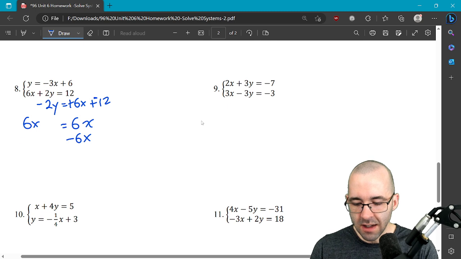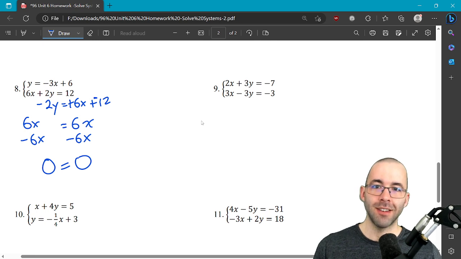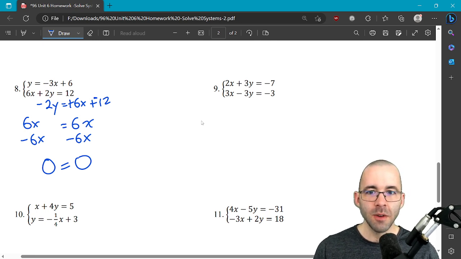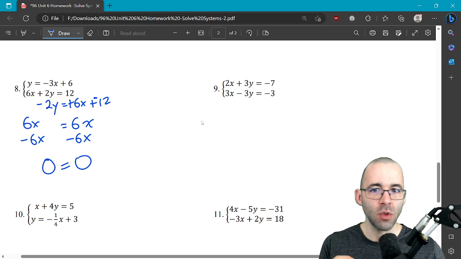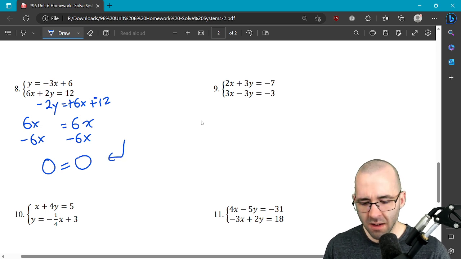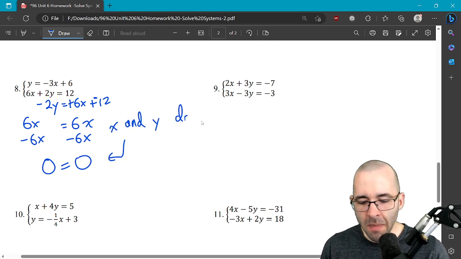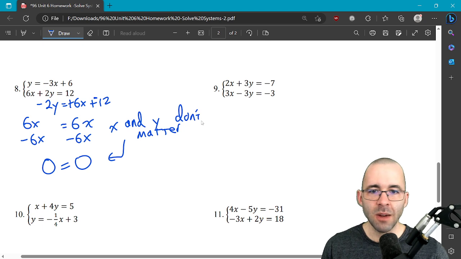We want all the x's on one side, so let's subtract 6x from both sides. And we get something really weird. 0 equals 0. What do we do with this? Well, remember what we're doing. We're trying to solve this system. We're trying to find the x and the y that make this true. What does x have to be for 0 to be the same thing as 0? What does y have to be for 0 to be the same thing? This doesn't depend on x and y at all. X and y don't matter here. 0 is always going to equal 0.